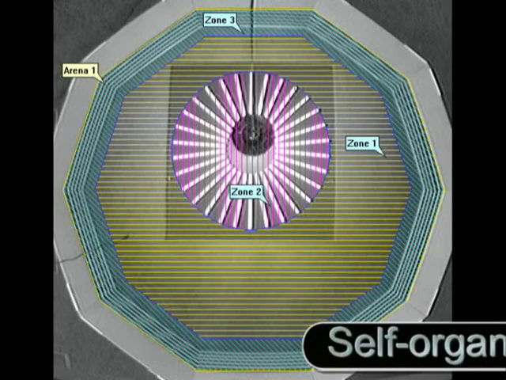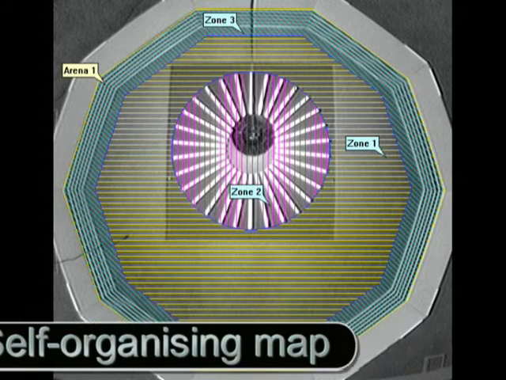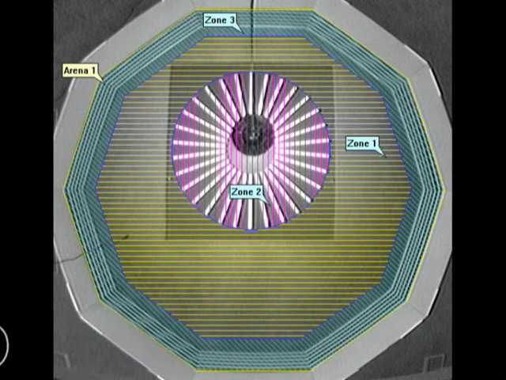The self-organizing map. During the categorization phase, the self-organizing map develops. This occurs over a number of iterations. The map becomes more defined with each step.